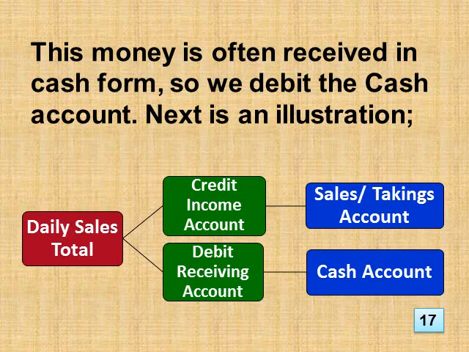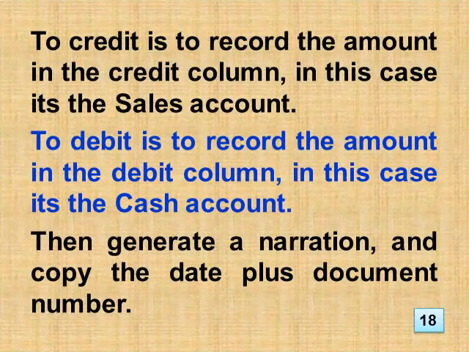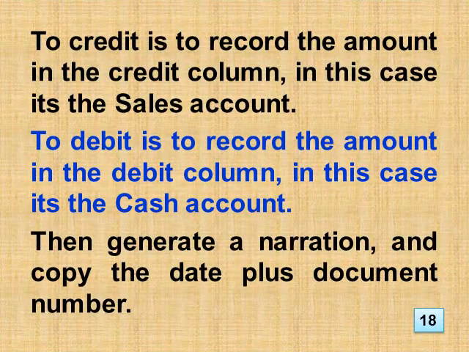Below is an illustration, recording the daily sales total. Credit the income account, which is the sales takings account. Debit the receiving account, which is the cash account. To credit is to record the amount in the credit column, in this case it's the sales account. To debit is to record the amount in the debit column, in this case it's the cash account. Then generate a narration, and copy the date plus document number.